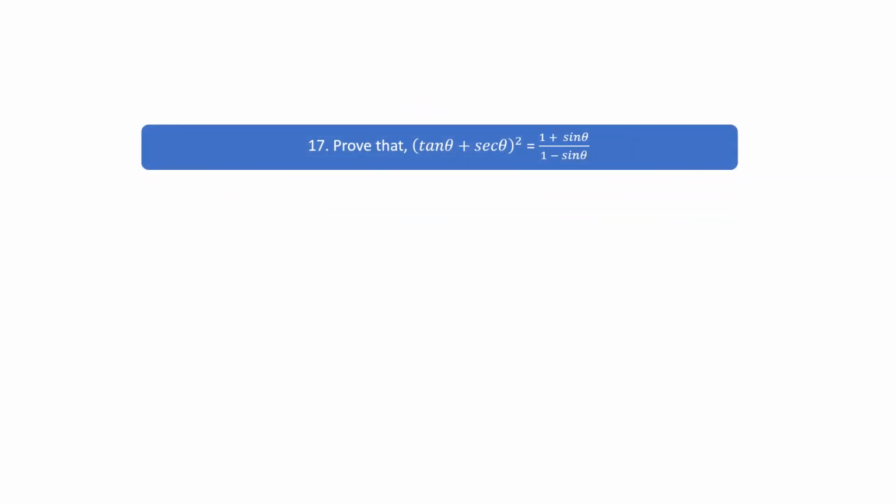Question number 17. Prove that (tan theta plus sec theta) whole square equals (1 plus sin theta) by (1 minus sin theta). In this math, tan theta equals sin theta by cos theta and sec theta equals 1 by cos theta. Take the LCM step by step, and the procedure leads to the right side.